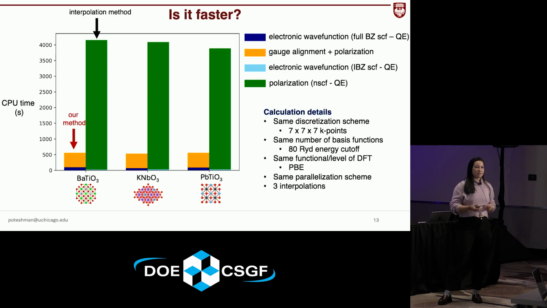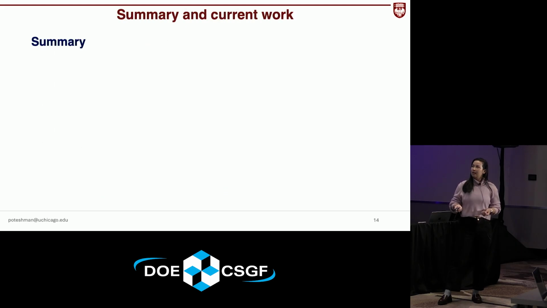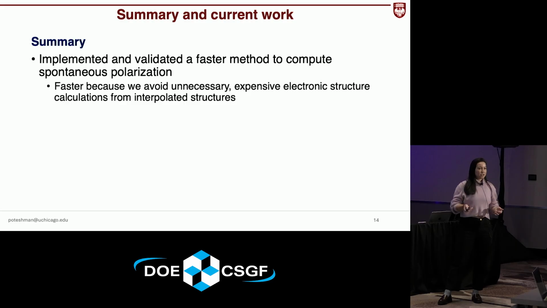And because we get exactly the same answer, but at much, much faster computational cost, I really think this is going to be the new standard method to compute spontaneous polarization. So it was very exciting to work on that. And so to summarize, we have a faster method. It's faster because we removed the computationally limiting step.